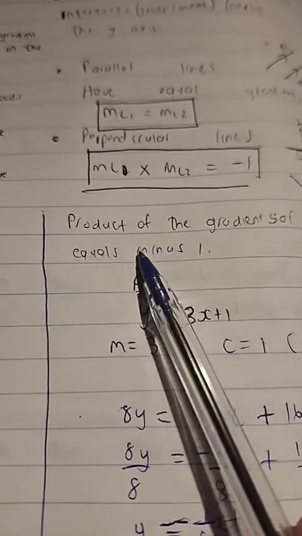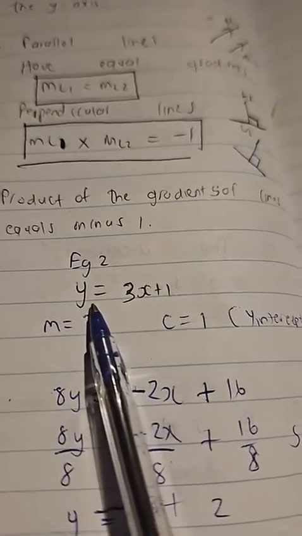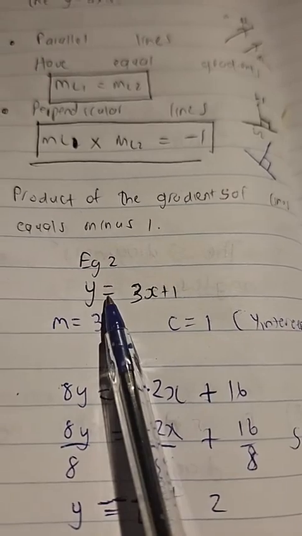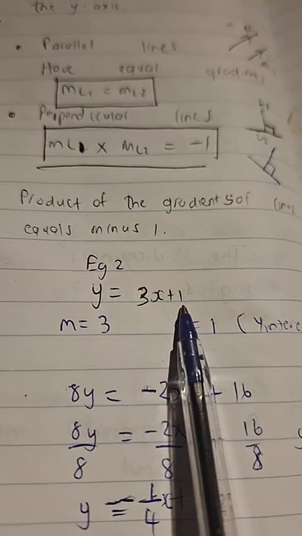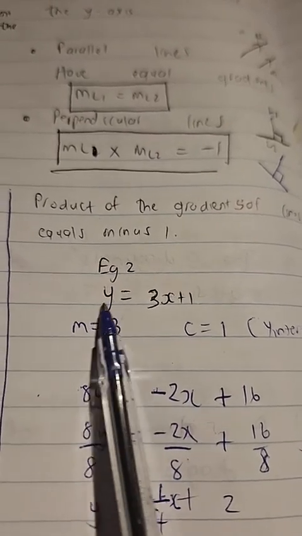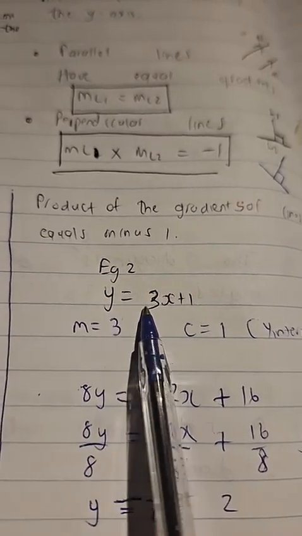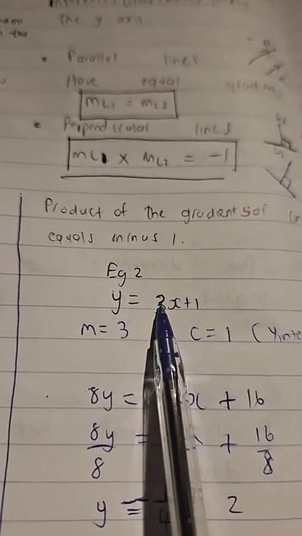Now, let's look at an example here. If we have y is equal to 3x plus 1, the first question we want to ask ourselves is, what type of function is this? When we look at this, we can see y is isolated on the left. There's an equal sign. There's a 3x plus 1. This 3, what is it?